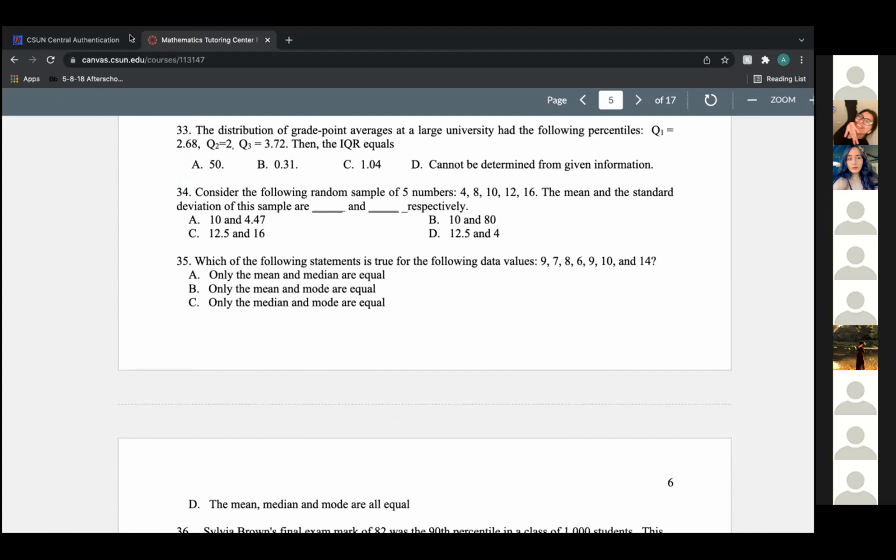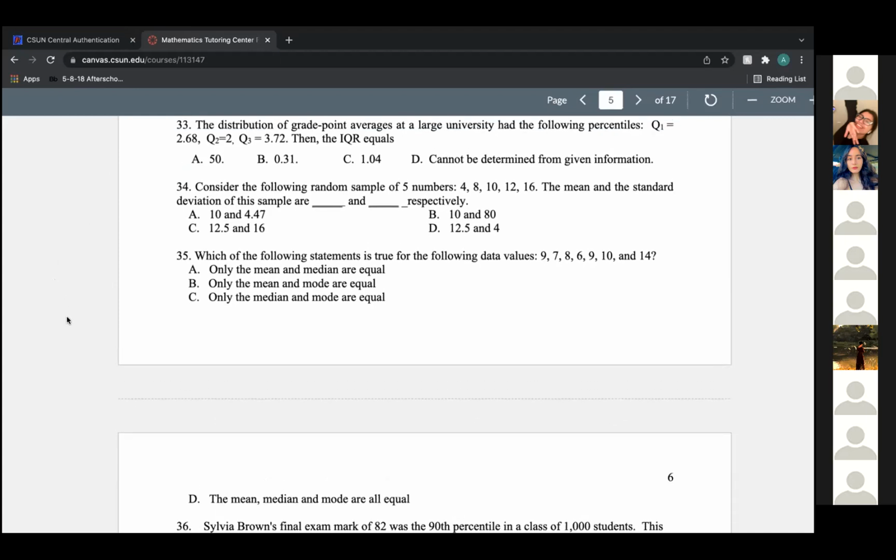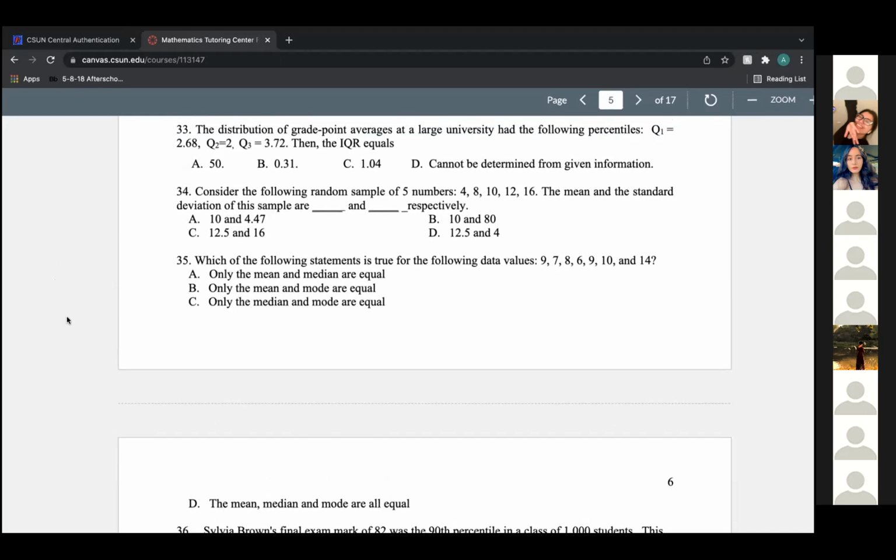Yeah. Okay. 33. The distribution of grade point averages at a large university had the following percentiles, Q1, Q2, and Q3. What is the IQR? Well, it's just a definition. How is the IQR defined? It is defined as Q3 minus Q1, 3.72 minus 2.68, which is about 1.04. Is that correct? Did I do my math right? 1.04. So the answer is C. The IQR, the interquartile range, is just Q3 minus Q1.